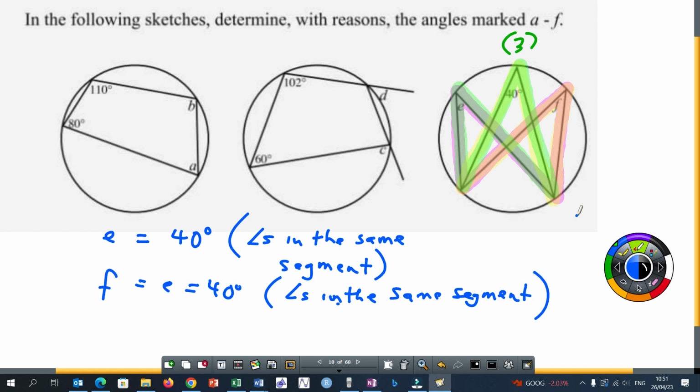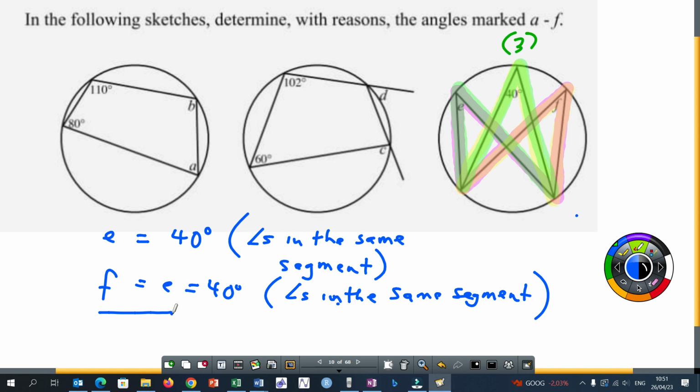No, you can just write F equal to 40. But here I said F is equal to E so that you are aware that those two are angles in the what? Same segment. But what is E? 40. If you write F equal to 40, it's also acceptable if you give that as your reason.